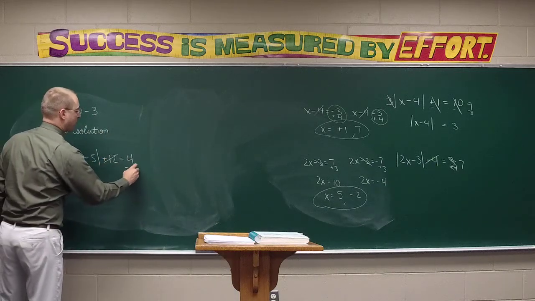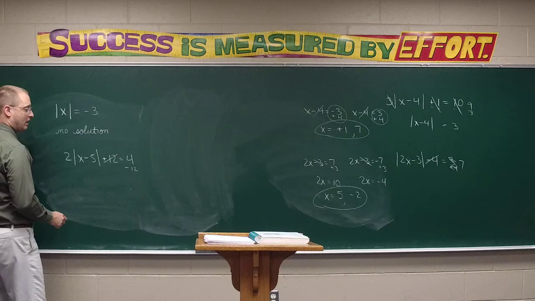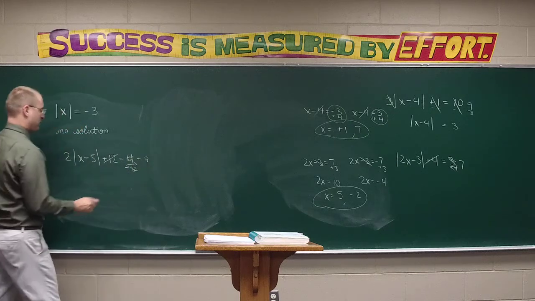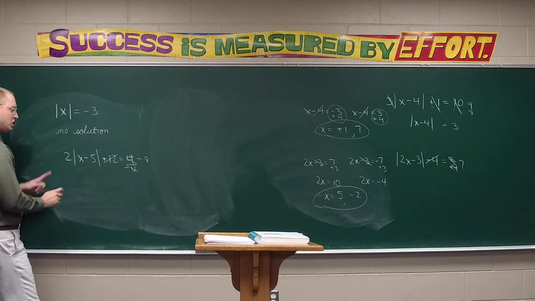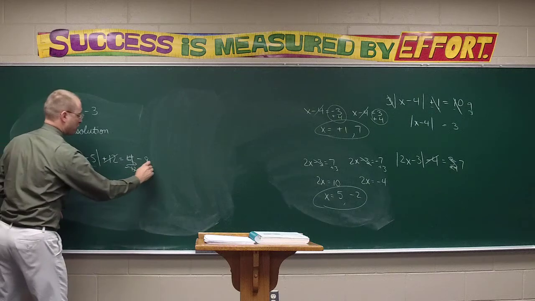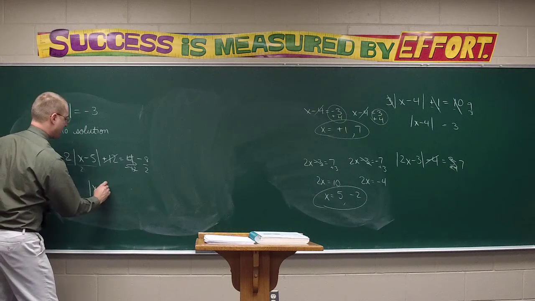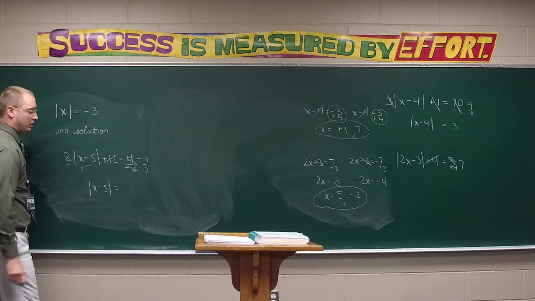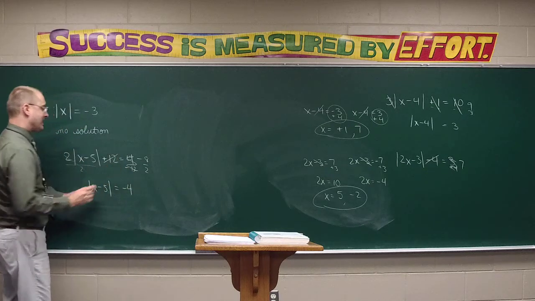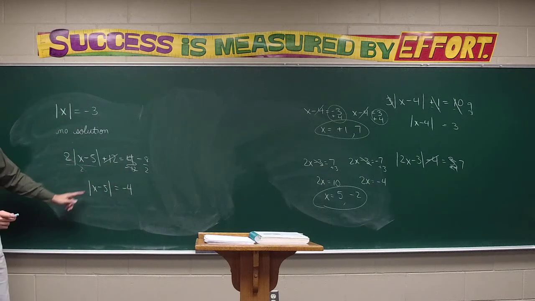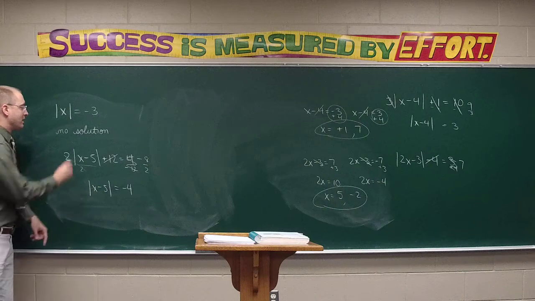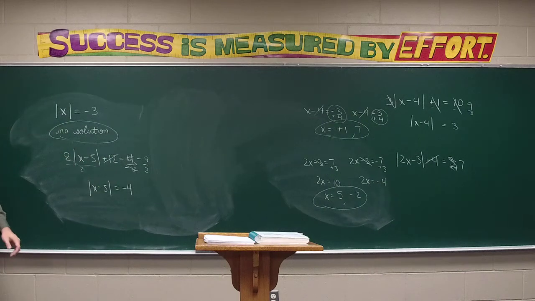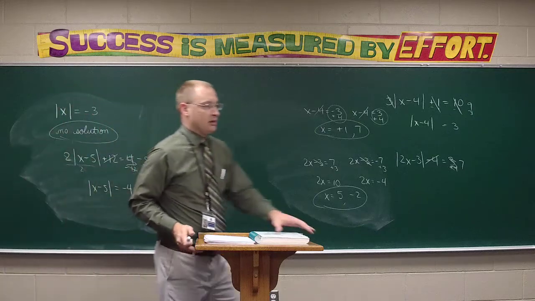Subtract the 12. And when we do, we get negative 8. And then, of course, we have to divide away the 2. And when I divide away the positive 2, I end up with the absolute value of x minus 5 is equal to... Once you've isolated the absolute value, now we see it's equal to a negative, so no solution. Does that make sense? That way you don't misguess something early, okay?